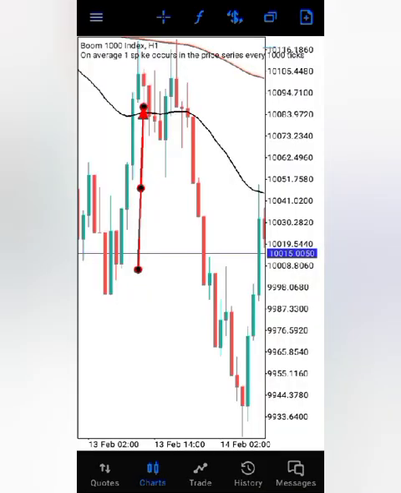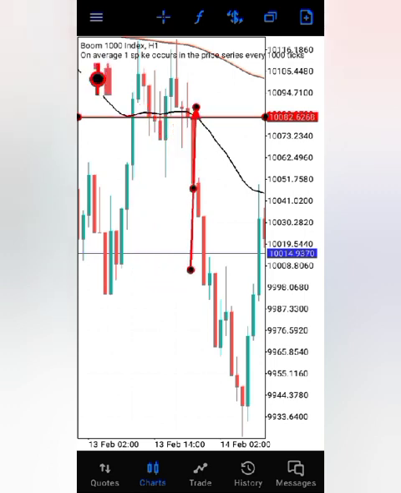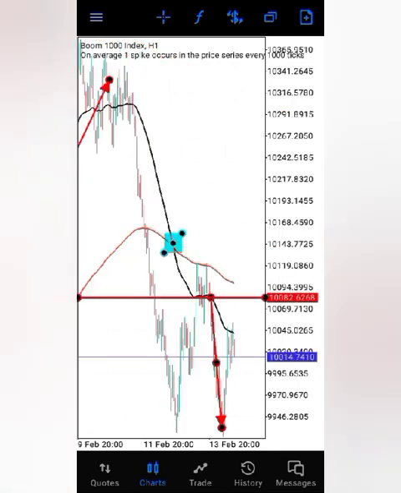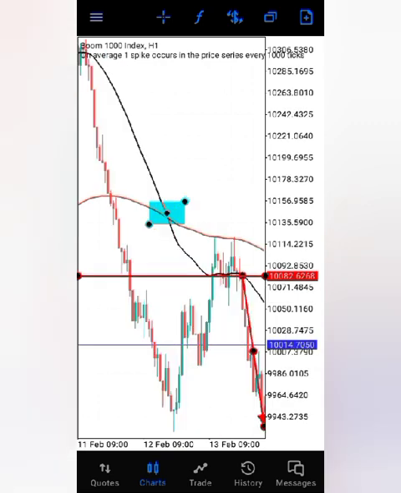Let me show you the entry point. This is where you could have taken your entry at this candle. This candle here. Where that candle opened, that's where you could have taken your sell entry, and you could have sold from that point right down to this point where you see the market sold right down here. So imagine this movement. So you could have sold right up to this point.